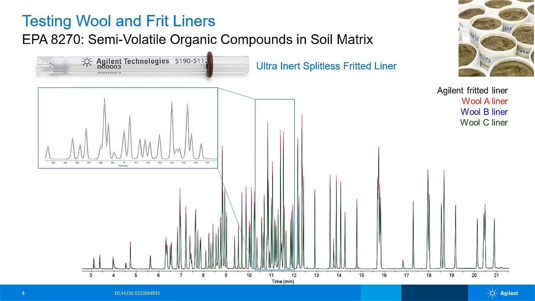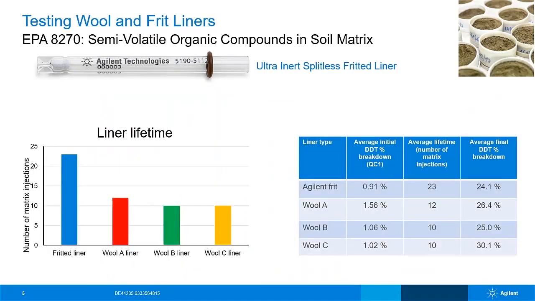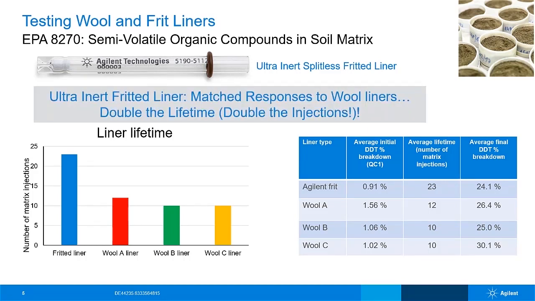We then completed a lifetime study and observed that the starting DDT breakdowns were very similar across all 4 liner styles, but the glass frit liner lasted twice as long as the glass wool liners. So fritted liners have similar responses for semi-volatiles, but you get double the number of injections. Just think about how many more samples you could run in your system before having to cool down the system to reset and recalibrate in that situation.